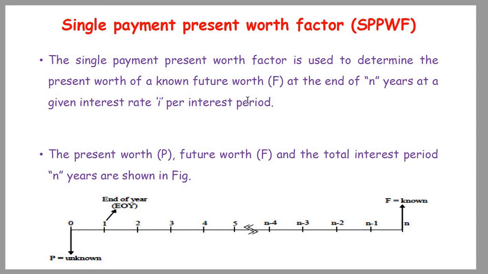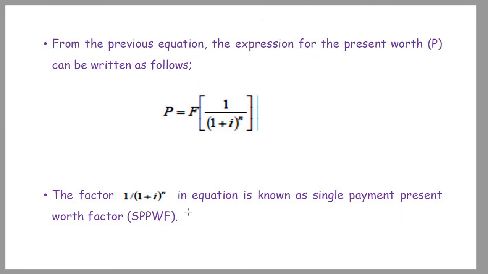So using this function I can calculate the present value. I don't know this one, but I know the future value, I know the number of years, and I know the rate of interest. So using this I can easily calculate the present value. How to calculate? Using this formula: P is equal to F into bracket 1 divided by 1 plus i raised to n.